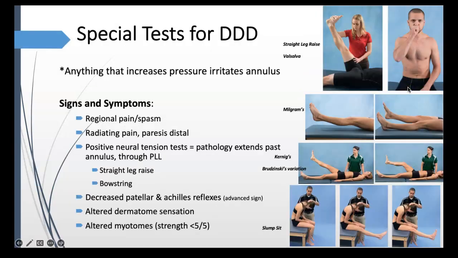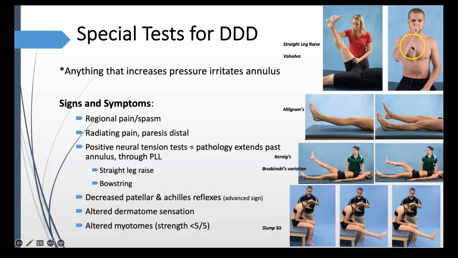So let's talk through different special tests. We will do these in the lab, right? But we really want to do anything that increases pressure on the annulus fibrosus, right? Because that's going to give us the signs and symptoms. In the upper right-hand corner, you have the straight leg raise. So this is the straight leg raise. So you're flexing that hip. And you can see with flexion, remember we create tension on the sciatic nerve. So when we raise that hip and flex it, one of the things that you'll see is the patients will report neurological signs and symptoms if in fact the sciatic nerve is involved.